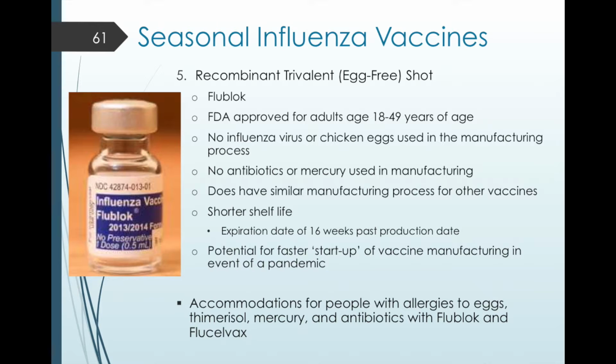It does have a similar manufacturing process to other vaccines, but it has a shorter shelf life. Its expiration date is about 16 weeks past its production date. This one also has a potential for a faster startup in the event of a pandemic. So people who have several different allergies or allergies to the big things like eggs, thimerosal, mercury, and antibiotics, Flublok is the way to go.